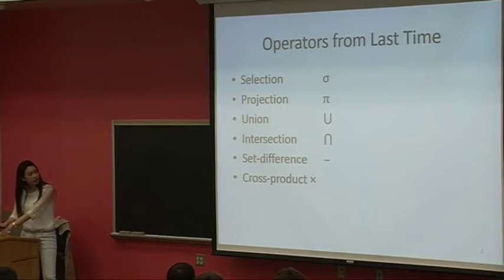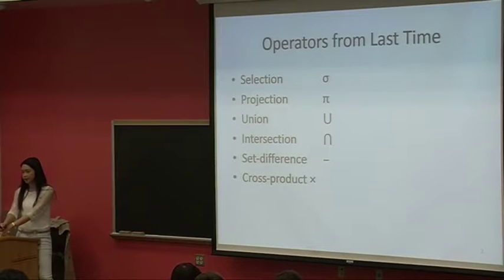So if selection can filter out rows, how about projection? The other direction. So projection, you can specify the fields you want to keep. So that filters out columns. Okay, so that's selection and projection.